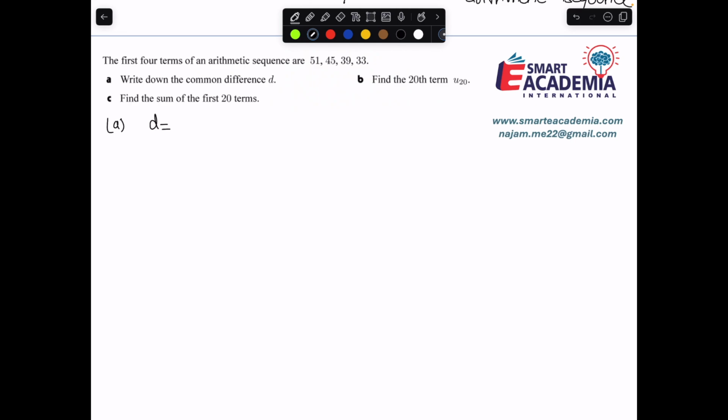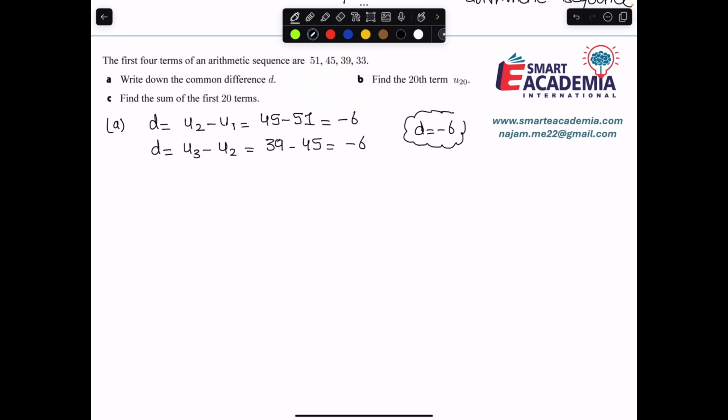So d I can find by simply subtracting any 2 consecutive terms. Let's say I do it by using u2 minus u1, which is 45 minus 51. The answer is negative 6. And if I do this for any other term, let's give it a try: u3 minus u2, so it's 39 minus 45. The answer is still negative 6. In this case, the common difference is negative 6. It's negative, and it's completely normal. If the common difference is positive, it means the series is increasing. If the common difference is negative, we'll see that the series is decreasing. Or in other words, converging or diverging.